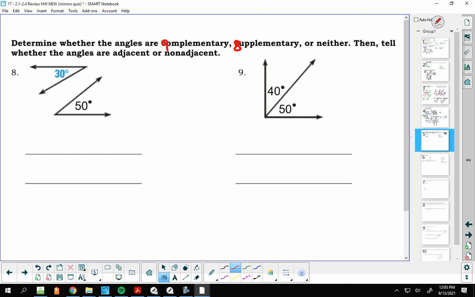So 50 plus 30 is 80, so is that complementary? No. It's neither. It doesn't add up to 90 or 180. Do they share a common vertex and a common side? No, they don't share anything. So we say non-adjacent.